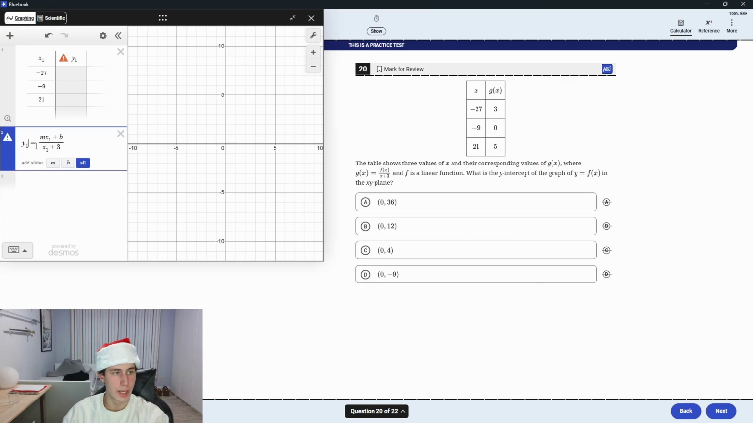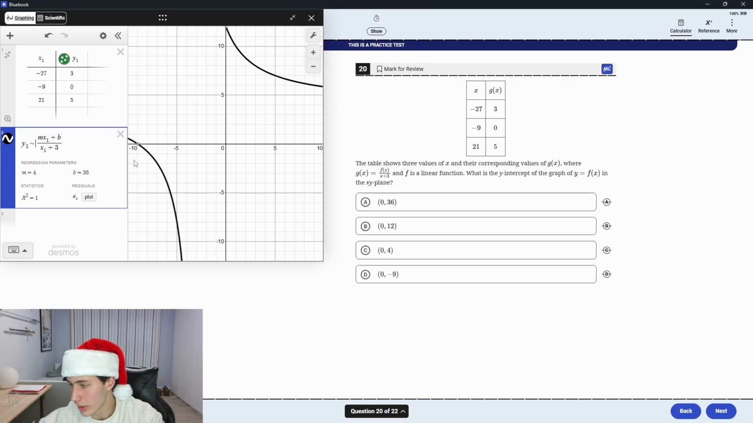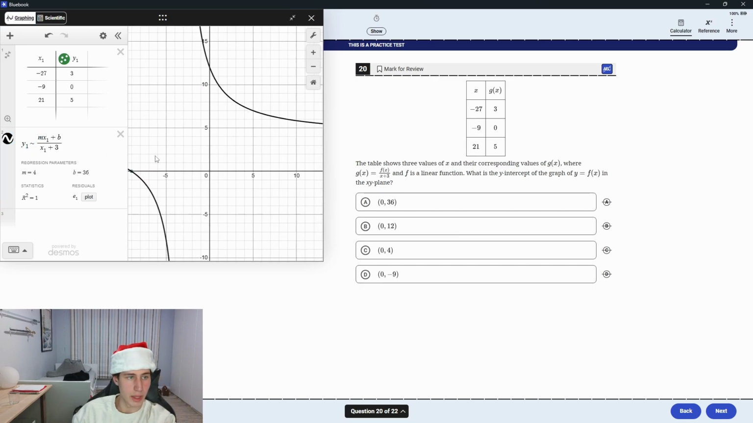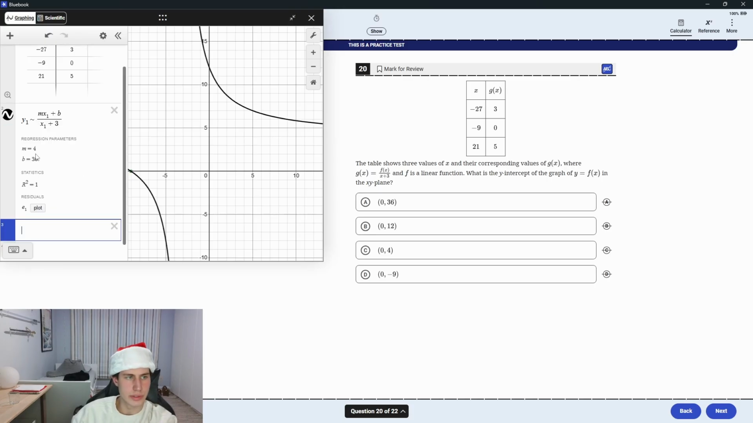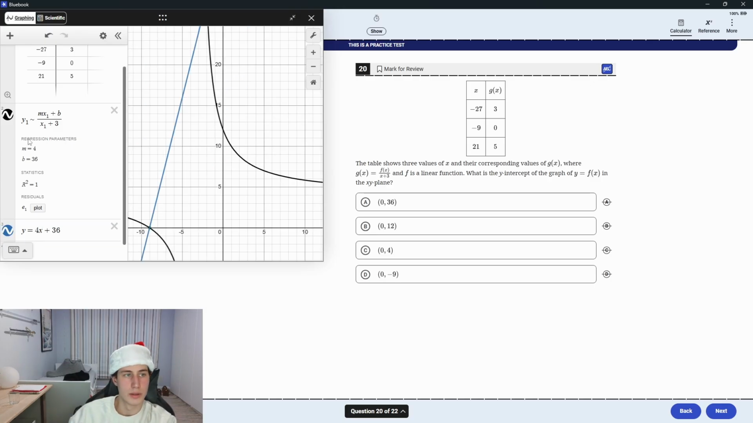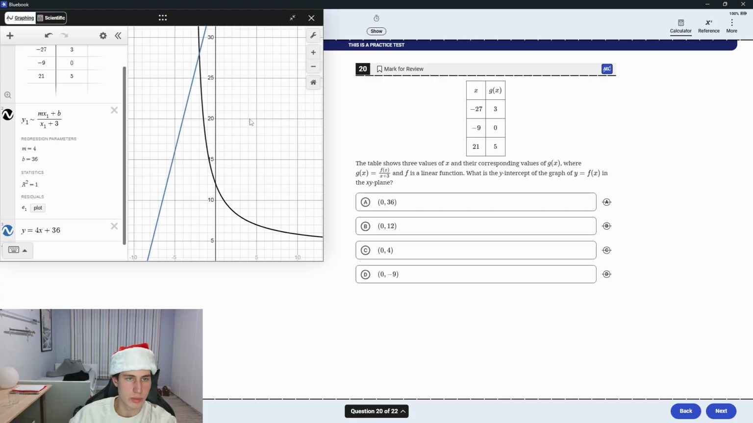And so let's do that. And then we also have to make this a regression and not actually equals to, because if we're using y1 and different constants, we have to use regression for it to guess our point for us. So now it's giving us that our equation of the line here, f of x, has a slope of 4 and a y-intercept of 36. So y equals 4x plus 36. So yeah, we're given 4x plus 36.